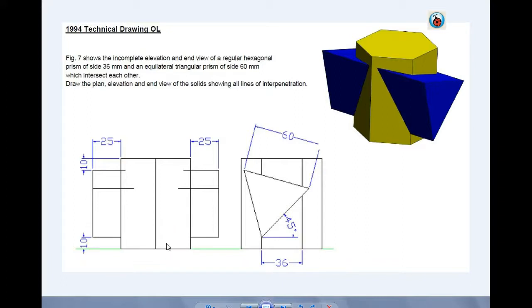So we're going to draw our shape here now. As we can see, we have a hexagon prism. We're told on the side as well that it's a hexagon prism, and we have a side of 60 mil here, at the side. Now, if we look at our elevation, you'll see we have a line going down the middle.